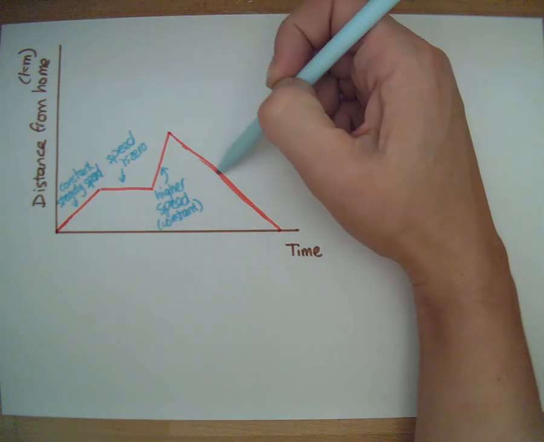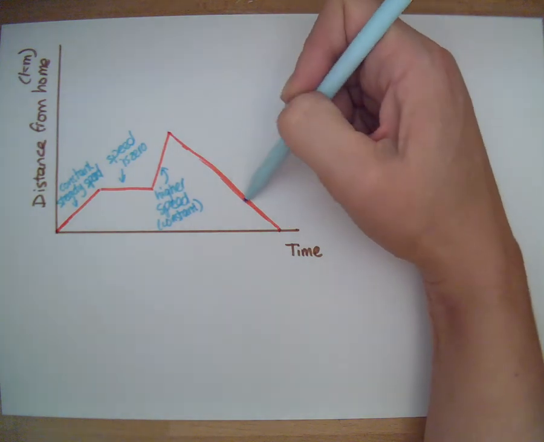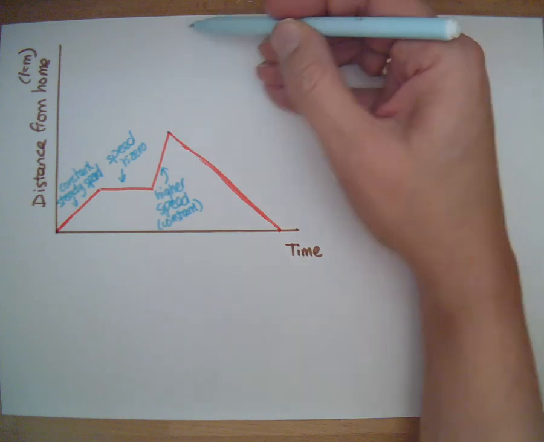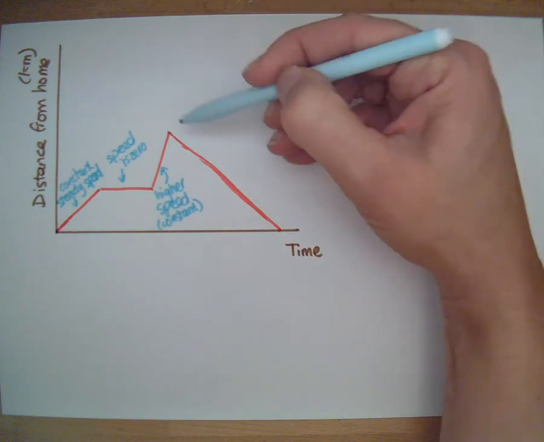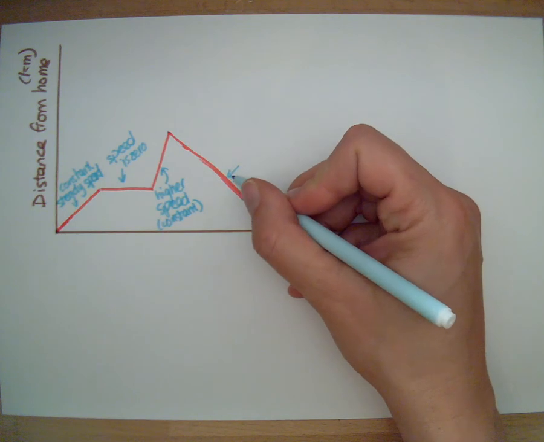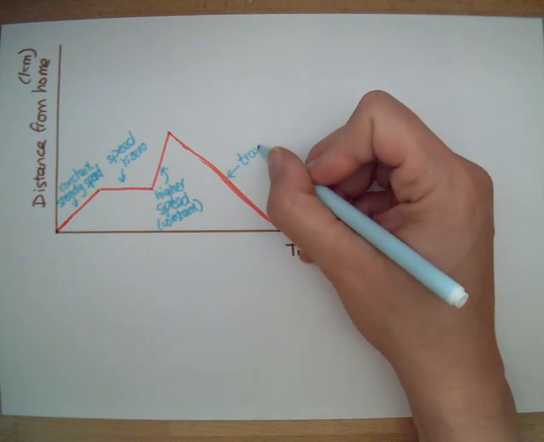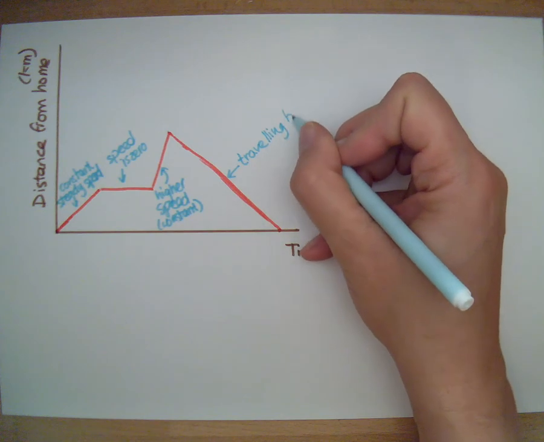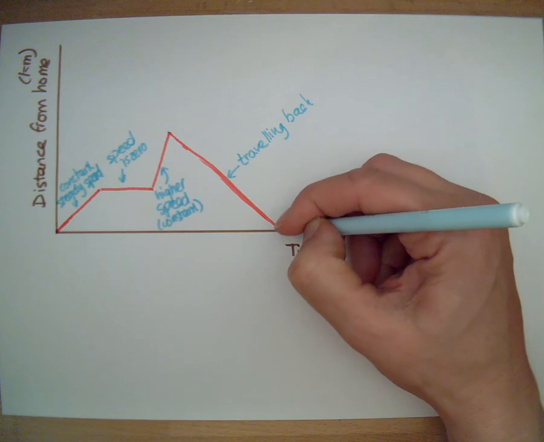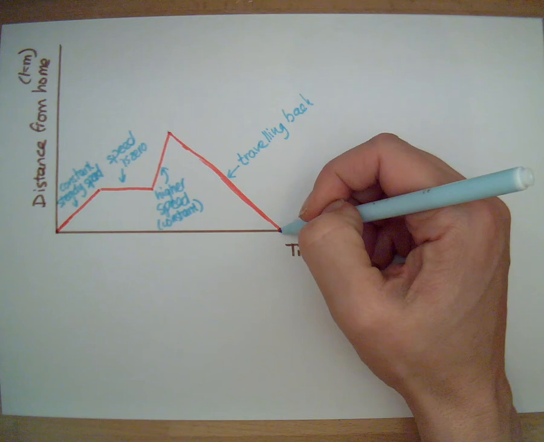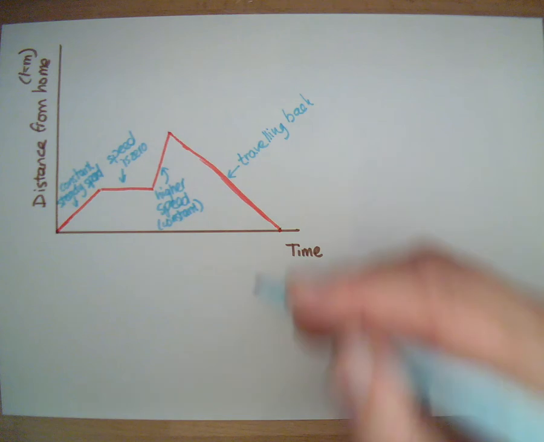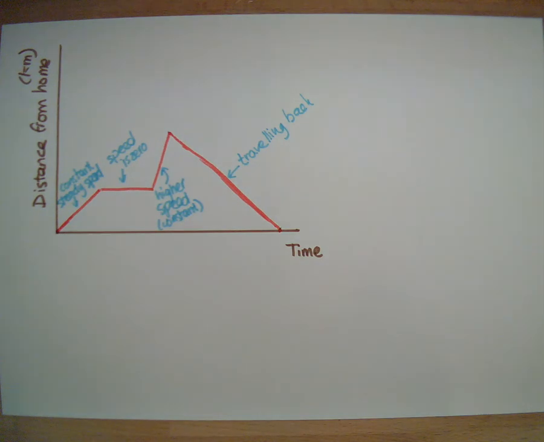What is happening here? Time is passing and I am getting not further away from my house. The distance from home is not growing, it's decreasing. That means I'm traveling back home, right? Traveling back. So when time has passed up to here, I'm back at my house. I'm back at y equals 0. The distance from my house is 0. I just drove back home on my bike.